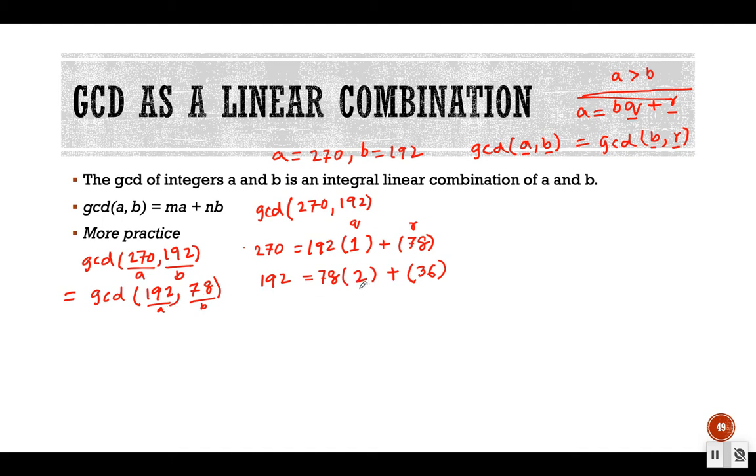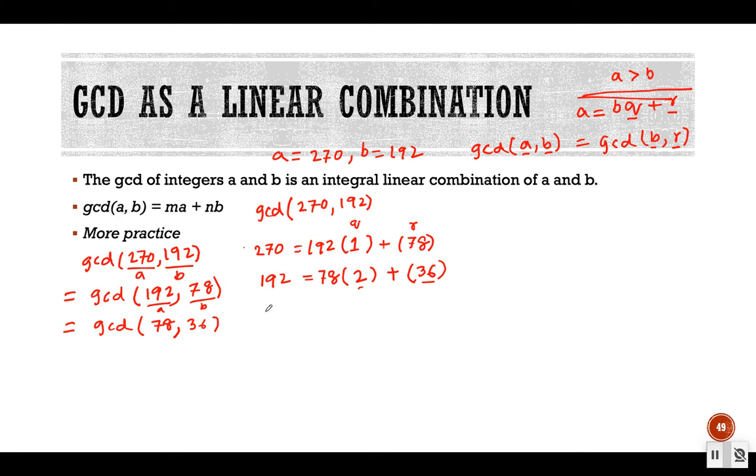All right, so now that's my Q and that's my R. So what that means is that GCD of 192 and 78 is the same as GCD of 78 and 36, which is my R. So now I have to find the GCD of 78 and 36. I don't know it yet, I want to use the same Euclid algorithm.